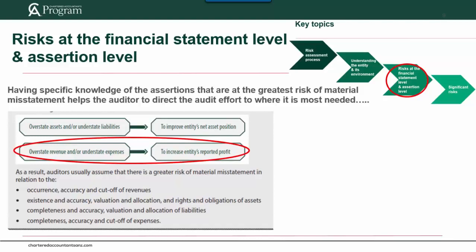As a result, auditors usually assume there is a greater risk of material misstatement in relation to the following: the occurrence, accuracy, and cutoff of revenues; the existence, accuracy, valuation, allocation, and rights and obligations of assets; the completeness, accuracy, valuation, and allocation of liabilities; and the completeness, accuracy, and cutoff of expenses.